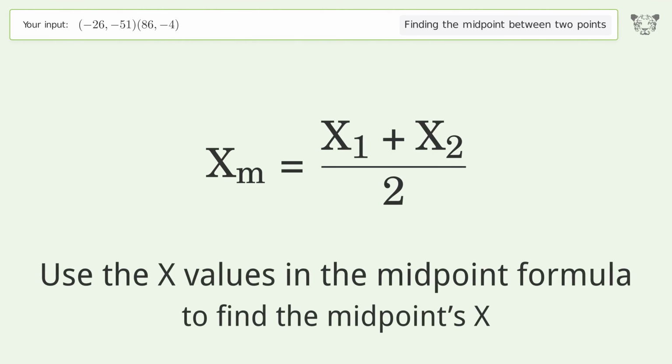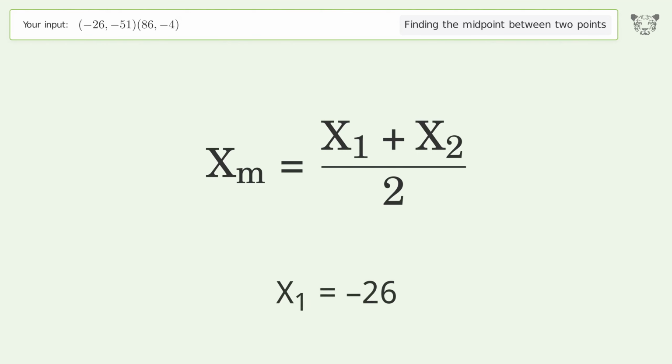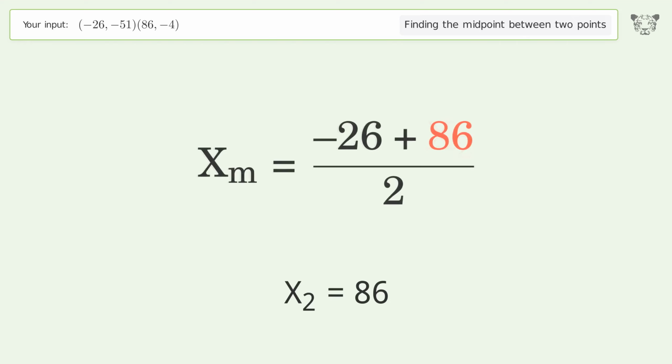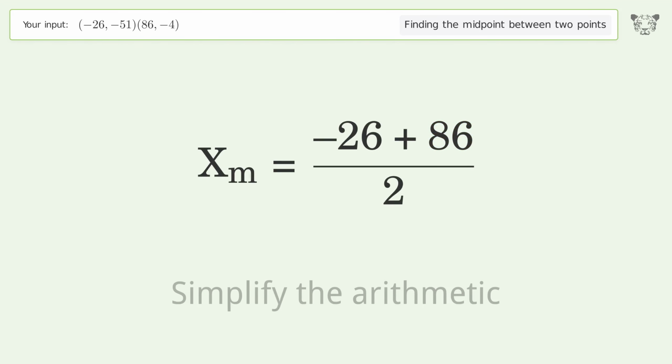Use the x values in the midpoint formula to find the midpoint's x. x1 equals negative 26. x2 equals 86. Simplify the arithmetic.